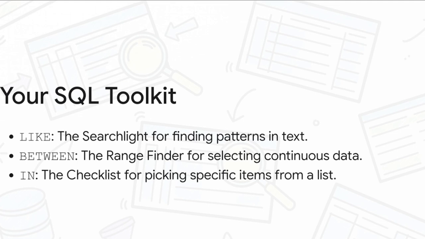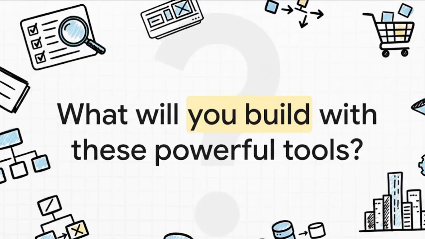You know, these 3 operators alone cover a massive amount of the data retrieval you'll ever need to do in the real world. And I want you to think about it for a second. Every time you filter products on Amazon or search for a contact in your phone, something just like this is happening behind the scenes. These seemingly simple tools are the building blocks for countless features you use every single day. So the only real question left is, what will you build with them?